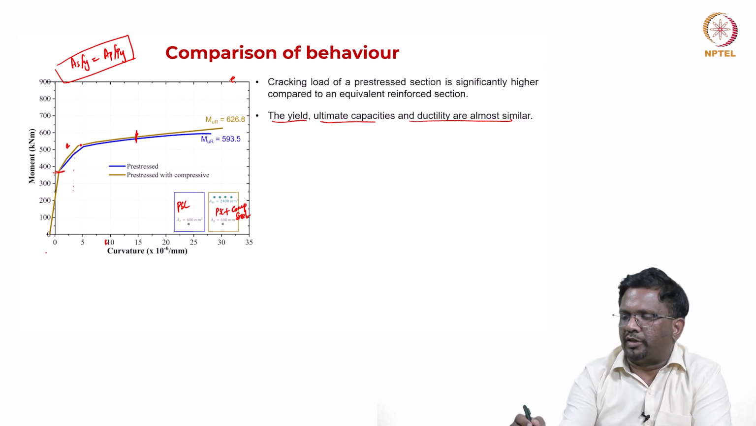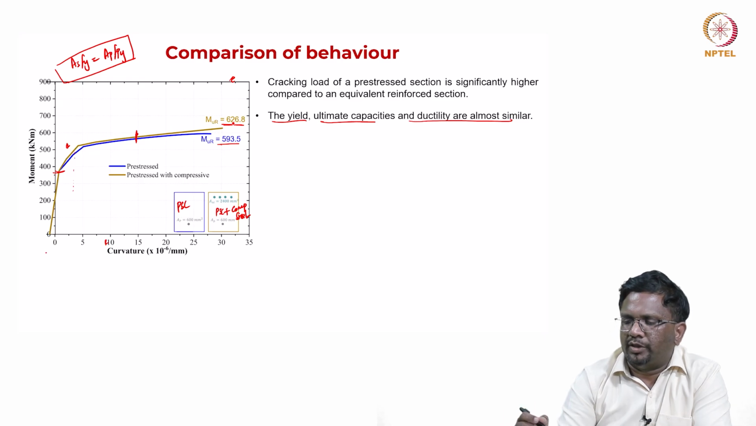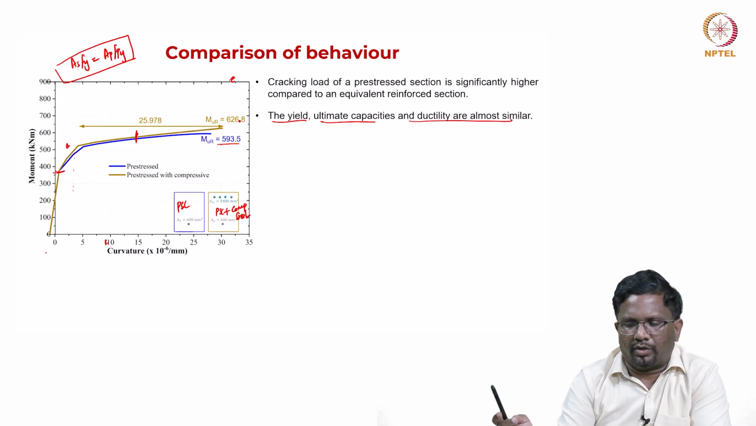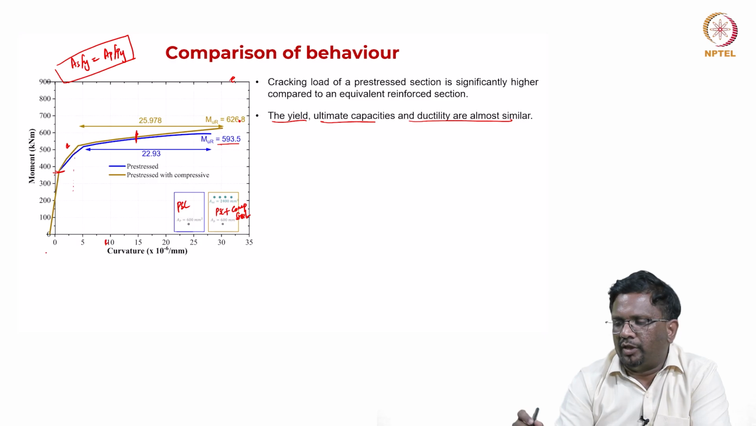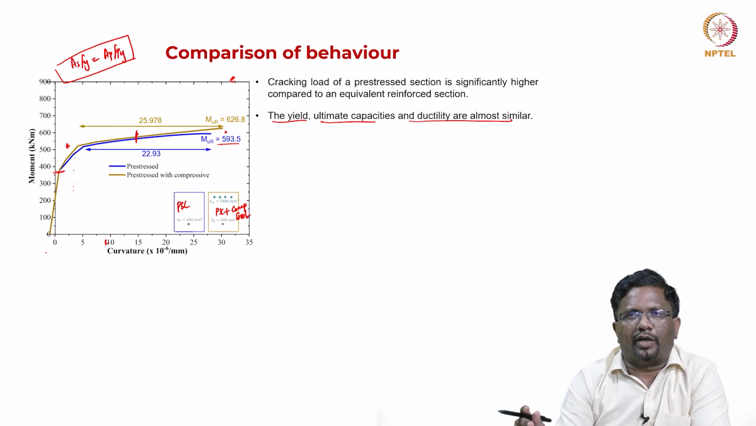So if you see here, the ultimate moment resistance with compression steel went from 593 to 626, a very marginal improvement in moment capacity, and the curvature also increased to roughly 26. For reinforced concrete you had 23. So again you had a marginal improvement in curvature at failure. The moment capacity also increased only marginally. So in fact, adding compression steel will help in improving the curvature at failure.